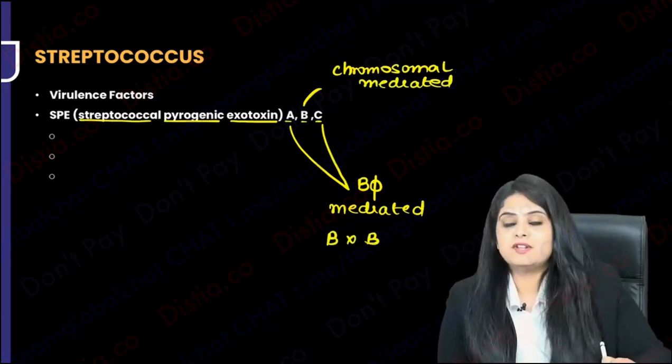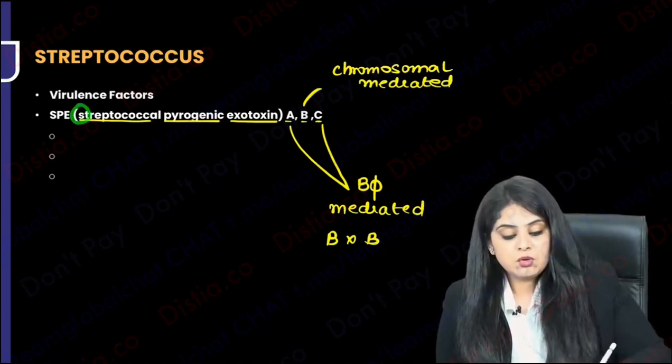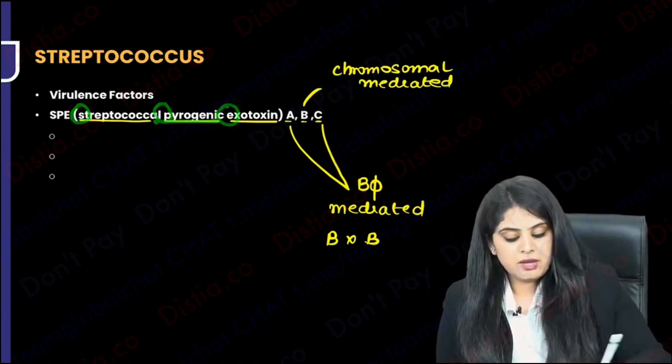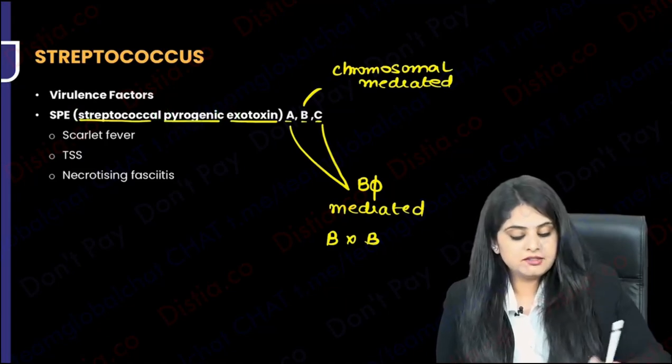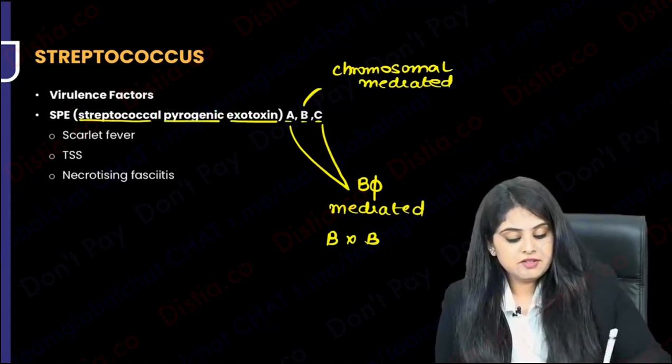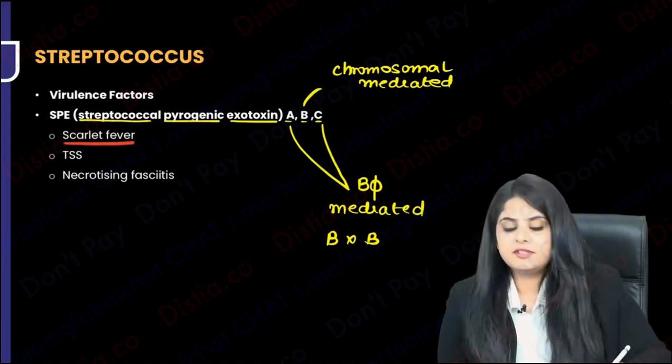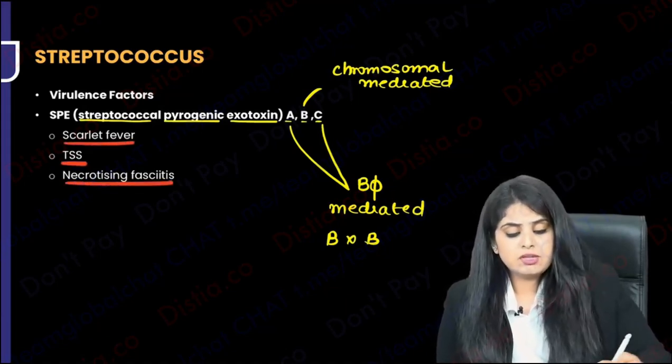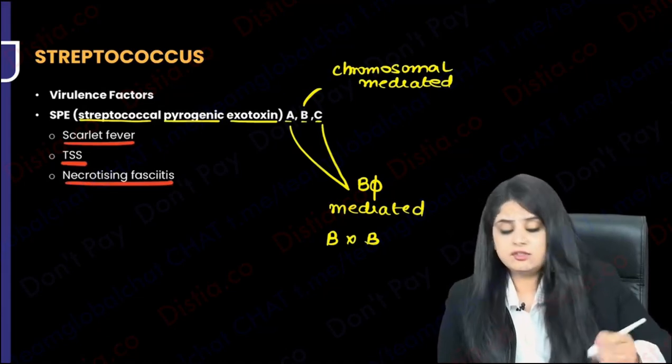That is not bacteriophage mediated. What did I call it? Streptococcal pyrogenic exotoxin. Kuch pyrogenic hoga, to all fever wala things are going to come up. Scarlet fever, guys, how does a patient of scarlet fever present? Toxic shock syndrome, necrotizing fasciitis. We all know these. We're going to study them in detail.